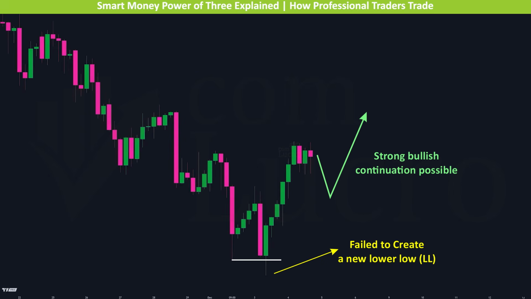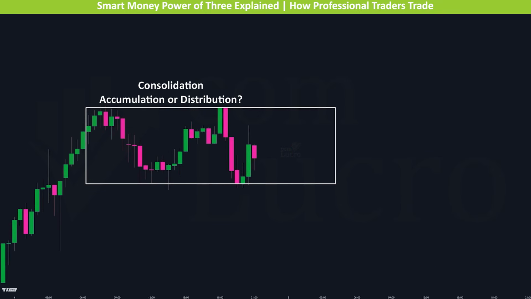Let us now zoom into the 30-minute chart for a closer look. On the lower time frame, price is forming a clear consolidation range, with 2 rejections from the top and 2 rejections from the bottom. Buy-side and sell-side liquidity are resting above and below this range.